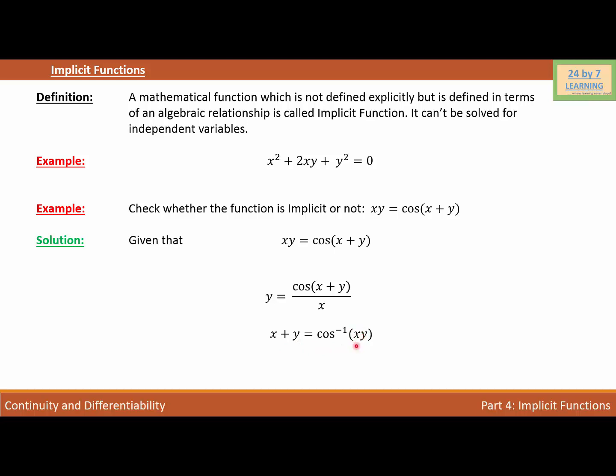So I can definitely say that this function, xy is equal to cosine of x plus y, is an implicit function.